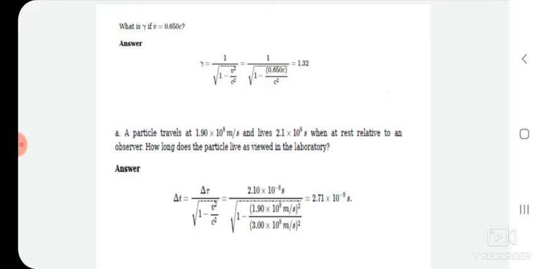Gamma is nothing but 1 by square root of 1 minus v square by c square. If we substitute the value of proper time, 2.10 into 10 to the power of 8 second, divided by square root of 1 minus (1.9 into 10 to the power of 8 meter per second) square divided by (3 into 10 to the power of 8 meter per second) square. If we simplify this, finally you will get delta t is equal to 2.71 into 10 to the power of minus 8 second.